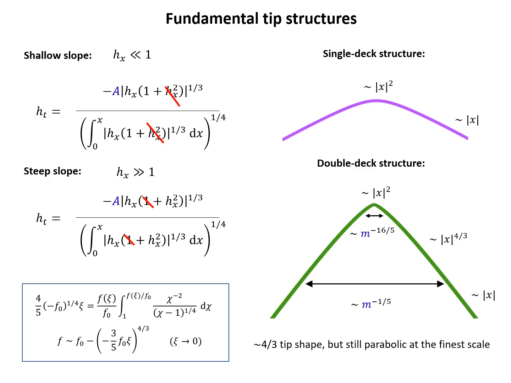And you can look at the asymptotics of these two situations, and in the shallow case, you have quite a simple connection between the parabola at the tip and the initial shape profile far downstream, which in this case is linear. But in the steep case, you get a more intricate double deck structure, and that's because the parabola is always shallow, and so the steep approximation breaks down some distance near the tip. And what actually happens is you get a much broader x to the 4/3 region, which is much more representative of the tip shape at a large scale, but it's still parabolic at the finest scale.